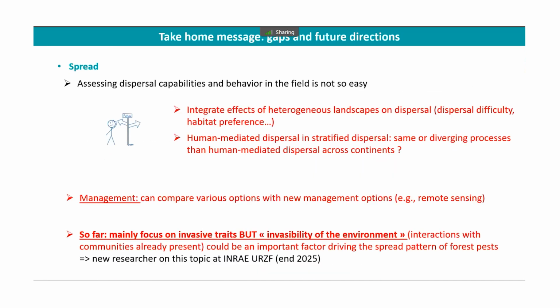Now, regarding spread, it seems that assessing dispersal capabilities and behavior in the field is not so easy, even if we have a range of methods already. And so we need to integrate the effects of heterogeneous landscape on dispersal, the dispersal difficulty, habitat preference, and so on. So this is regarding the insect dispersal.